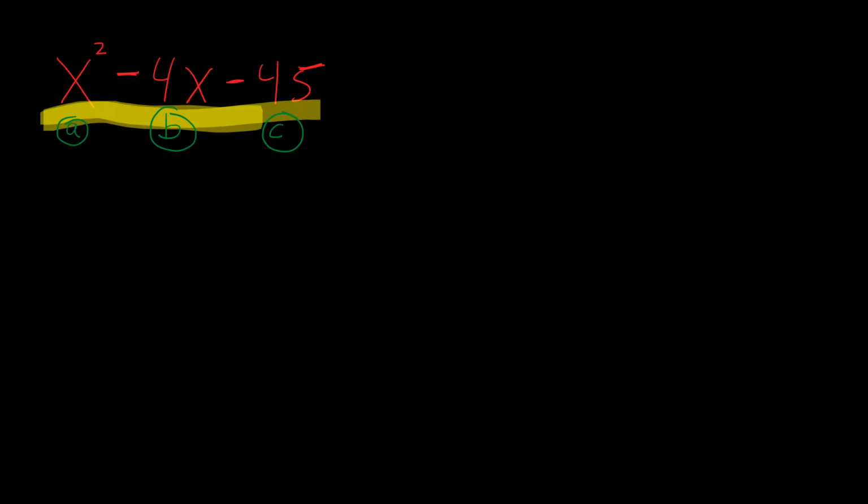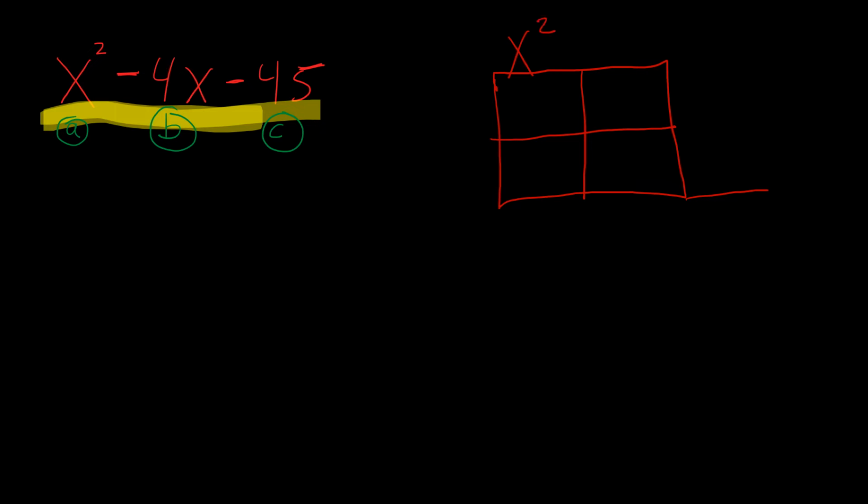So pretty much we'll have this problem, and we have to set up the magic box. So what we do is we'll draw a box like so. We've got to put the a term here, so we're going to put x squared here. We have to put the c term here, so I'm going to write minus 45 here. And then we have to put the b term down here, so I'm going to write minus 4x. Now, x times x gives us x squared, so that's an easy one. So now we've got to do the c term.